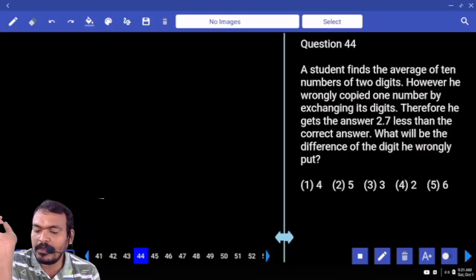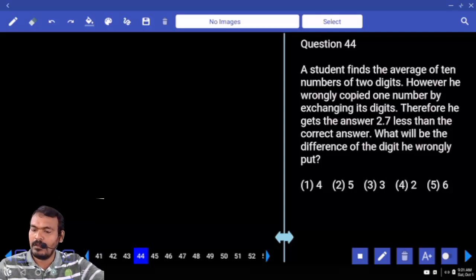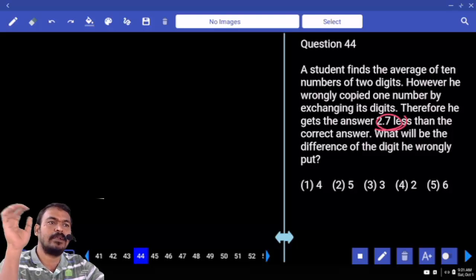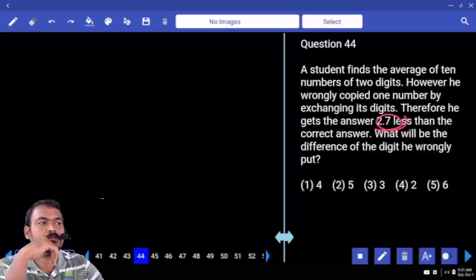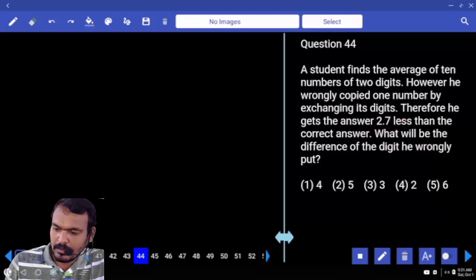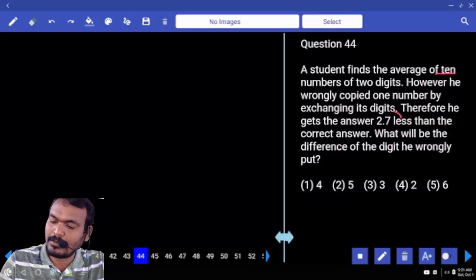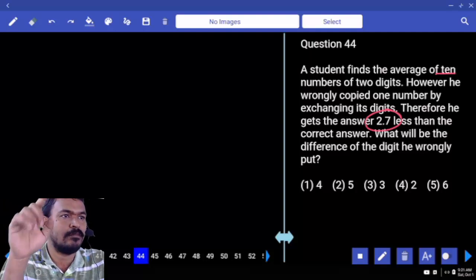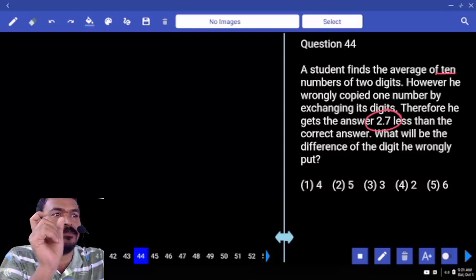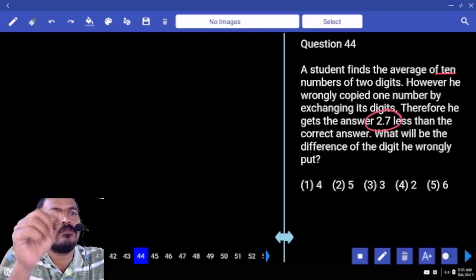What will be the difference of the digits he wrongly put? Okay. 2.7 is multiplied by 10. How much? 27. Divide by 9, 3. That is the answer. What is the total numbers? 10 numbers. What is the sum difference? 2.7. Multiplied by 10 we get the total sum difference, or not? What is the total sum difference? 27. It is divided by 9, we are getting how much? 3.